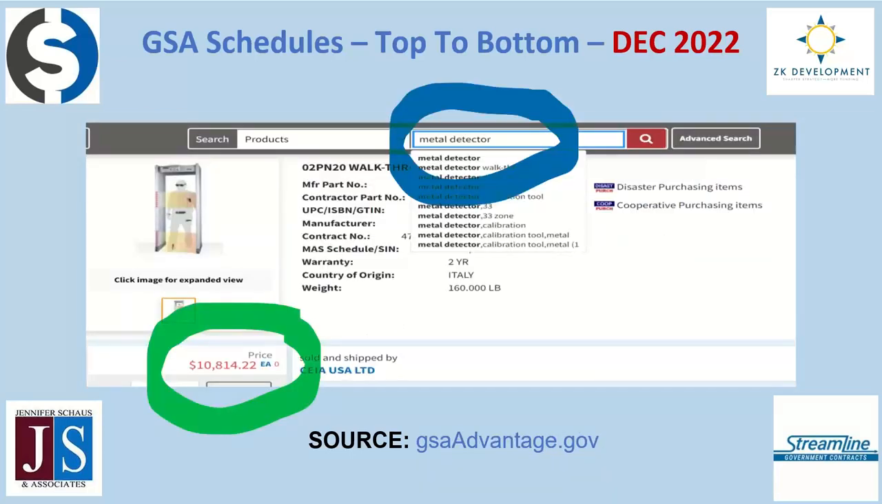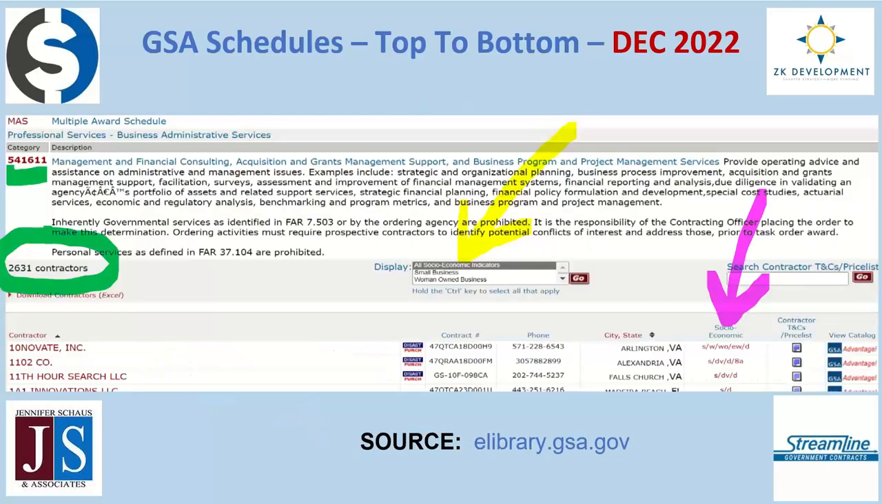If you're selling products, let's say you're selling metal detectors, this is from the GSA Advantage site. You type in products, metal detector. Obviously, you'd want to compare some of the actual item description, but this particular metal detector comes in at a rate of almost $11,000. If yours are typically $16,000, you might be negotiated down to this lower rate.